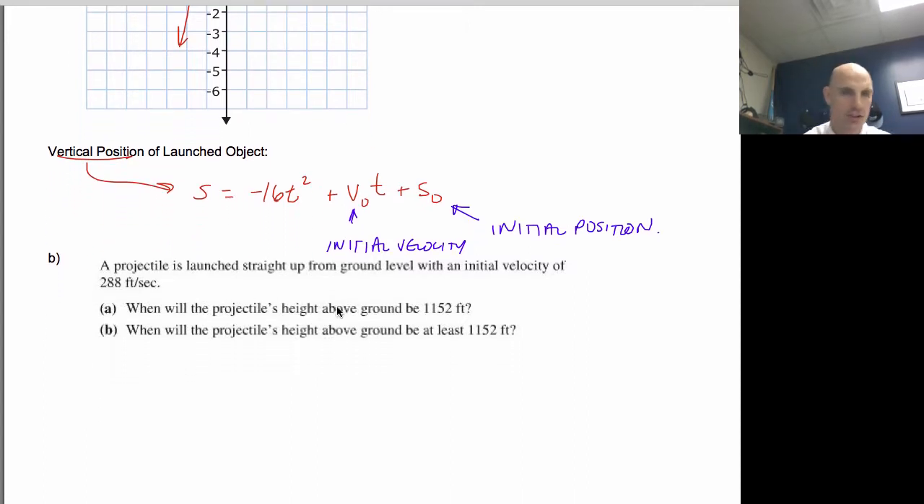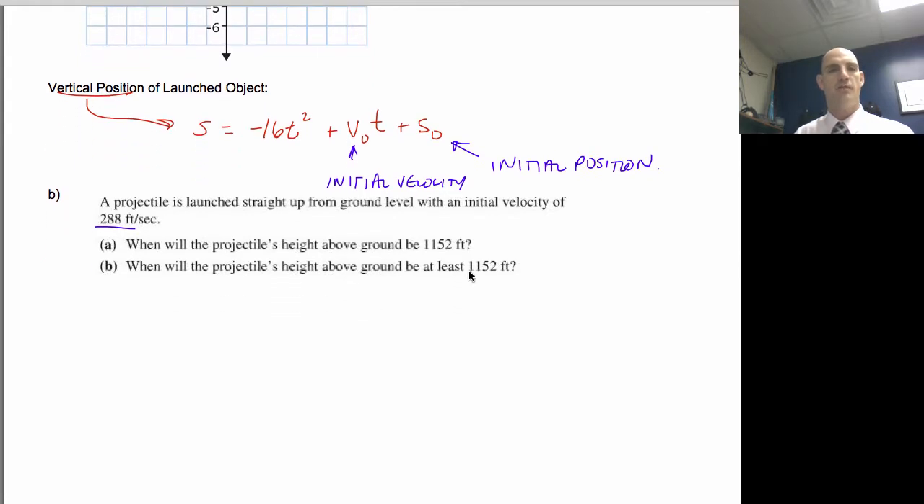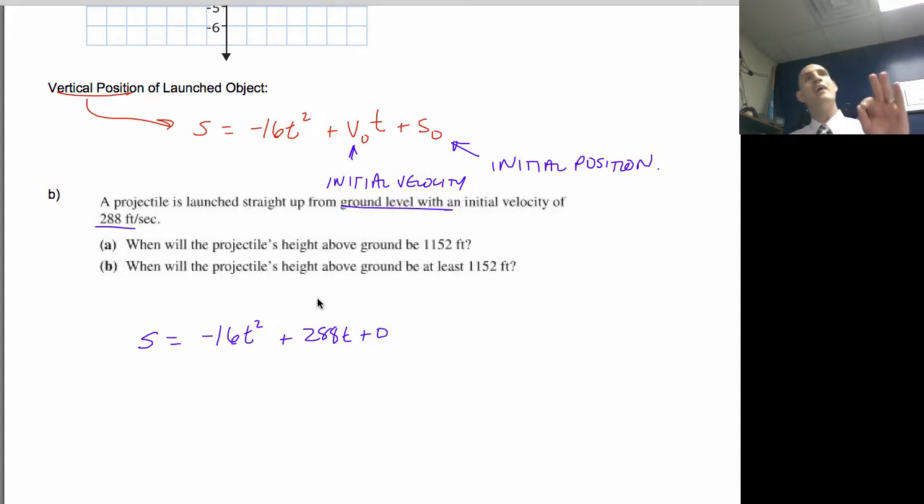So a projectile is launched straight up from the ground level, initial velocity of 288 feet per second. When will the projectile's height above ground be 1,152? My vertical position is negative 16t, which is time, squared, plus 288t, because that's my initial velocity, and ground level means plus 0. I want to know when my position will be 1152. So 1152 equals negative 16t squared plus 288t. I don't need the 0.